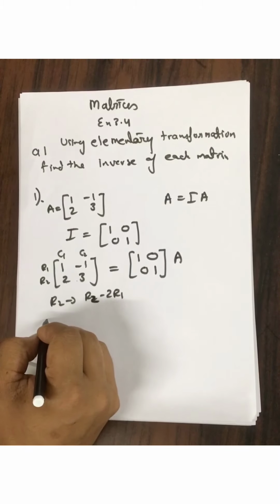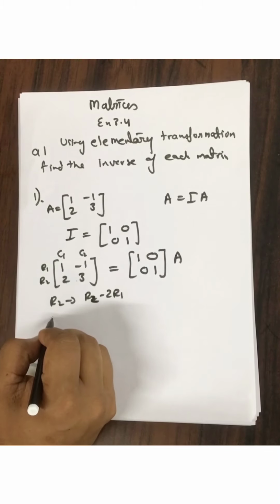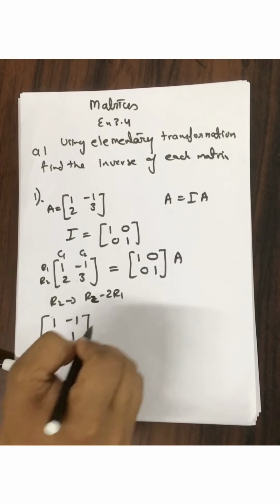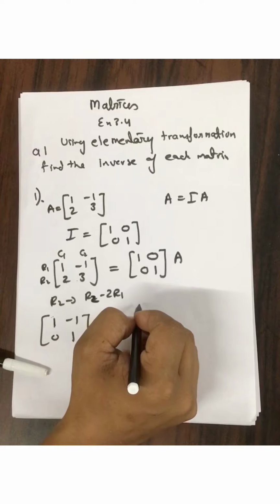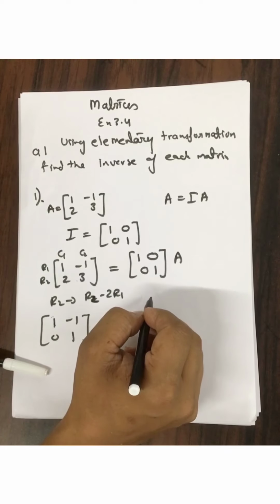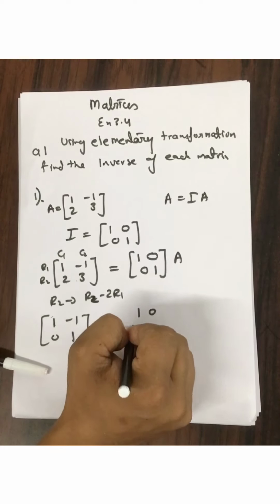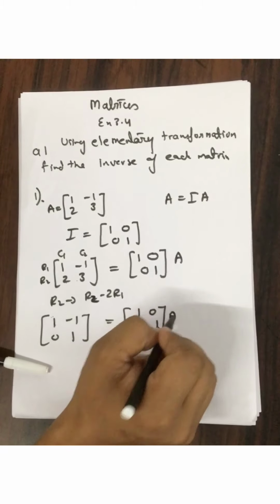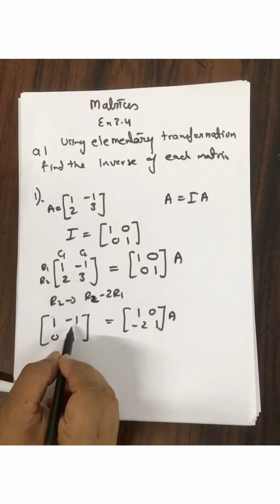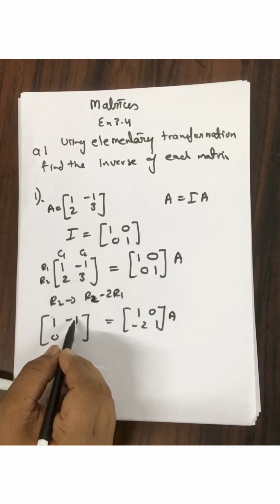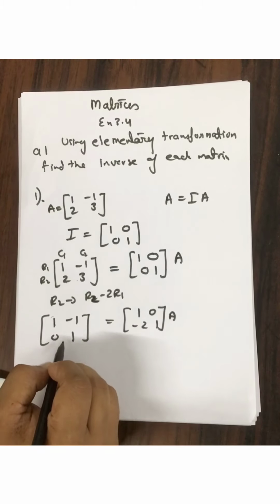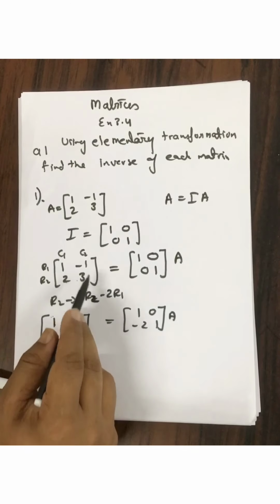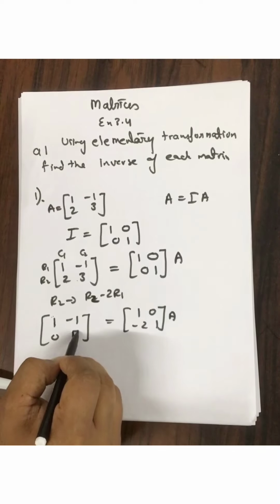What will happen? This will become 1 minus 1 0 and 1. Oh, we are very close. And this side we subtract: 1 0 minus 2 and 1, and A is also there. Now we have 1 and 0, and this we are supposed to turn into 0. Can you see this? 3 minus 2, this will be 5. Why this will be 1?